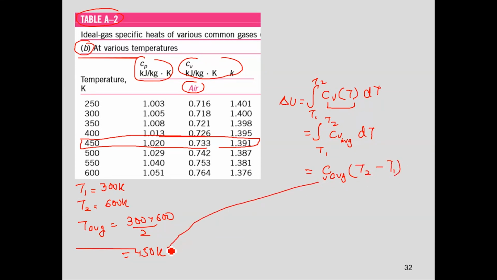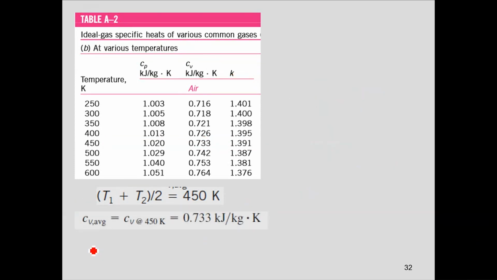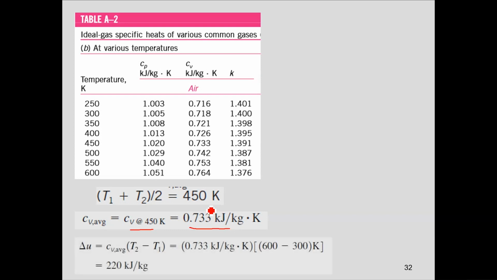This average value is the value at average temperature, which is 0.733. And then I can multiply it by the temperature difference. Is it clear? The third method, is it clear? Yes, sir. So the average value at 450 Kelvin is 0.733, and the temperature difference is 600 Kelvin minus 300 Kelvin. Multiplied by this value, it would give you the change in internal energy for the air as the ideal gas if it moves from 300 Kelvin to 600 Kelvin. I hope the three methods are clear to you.